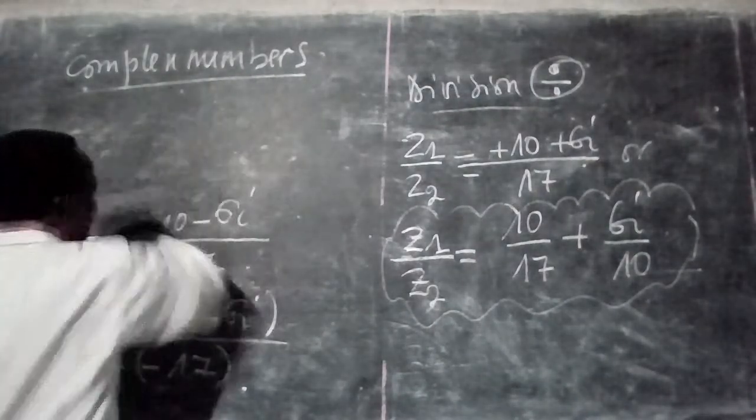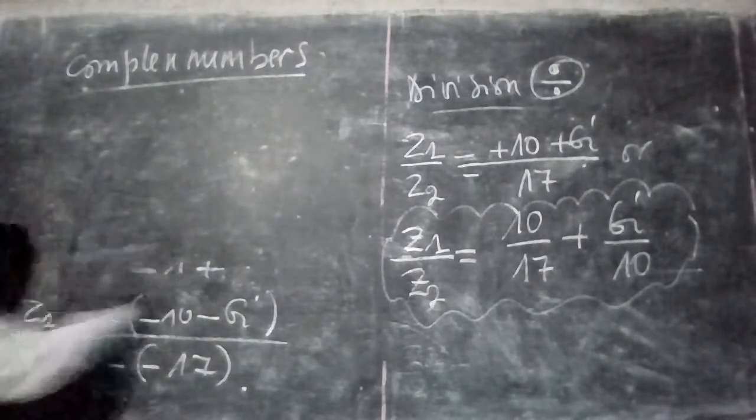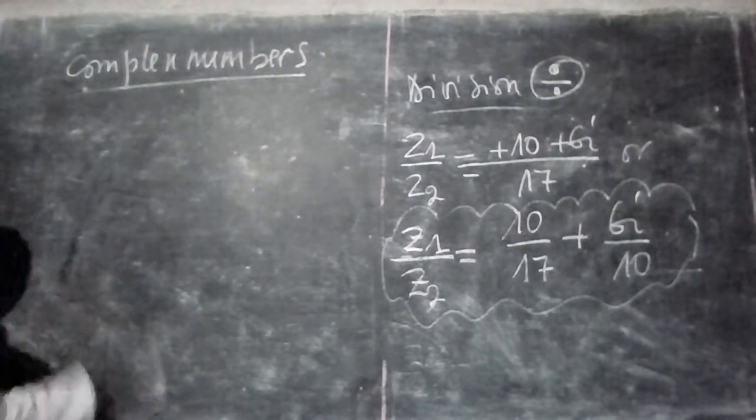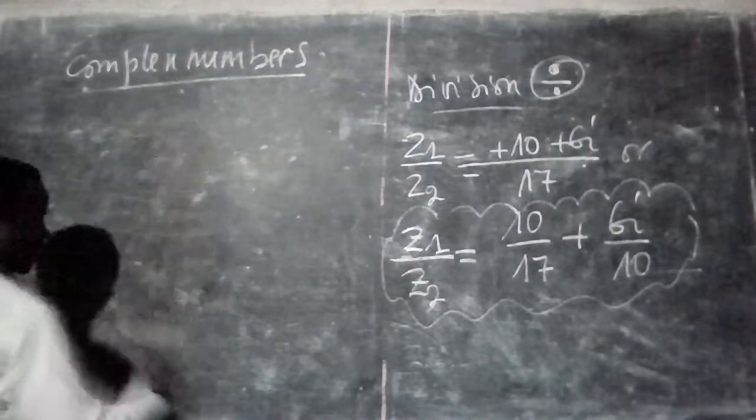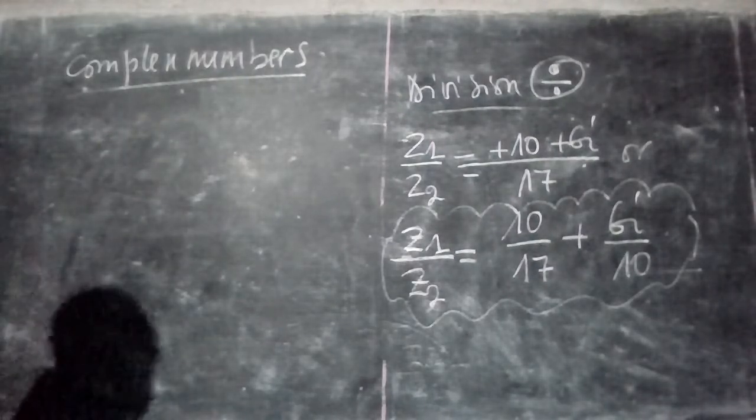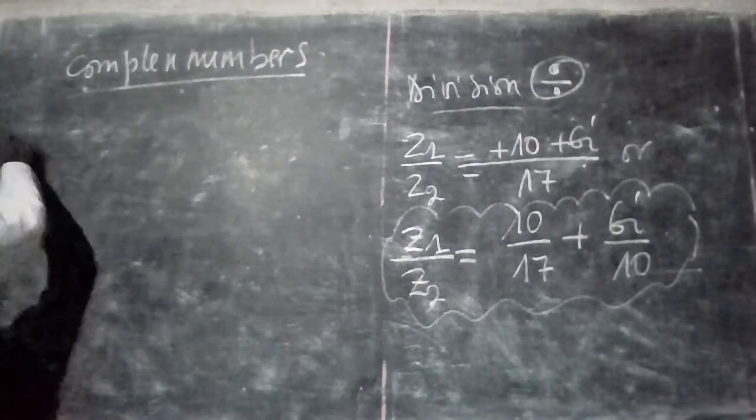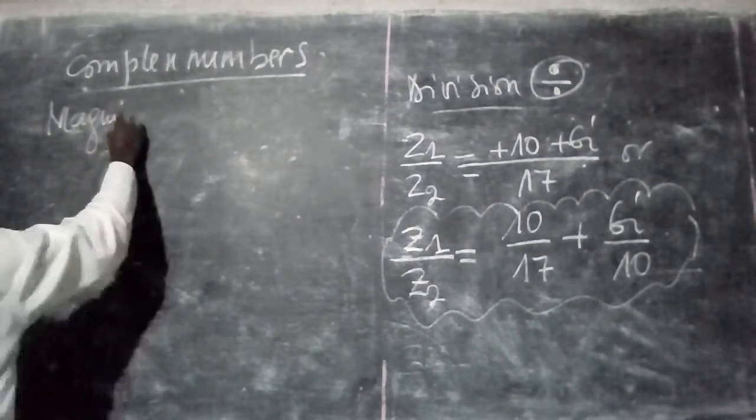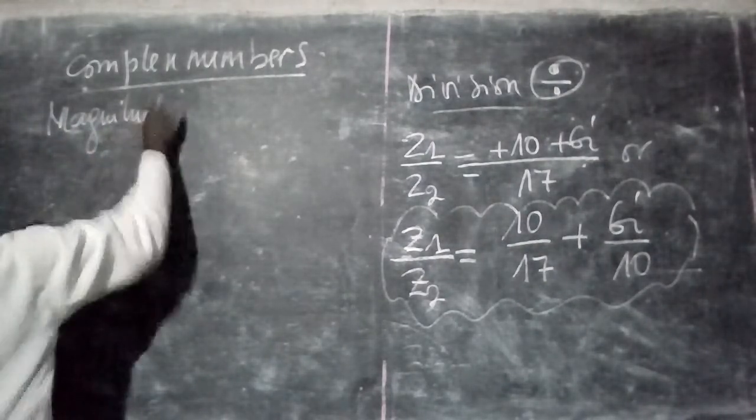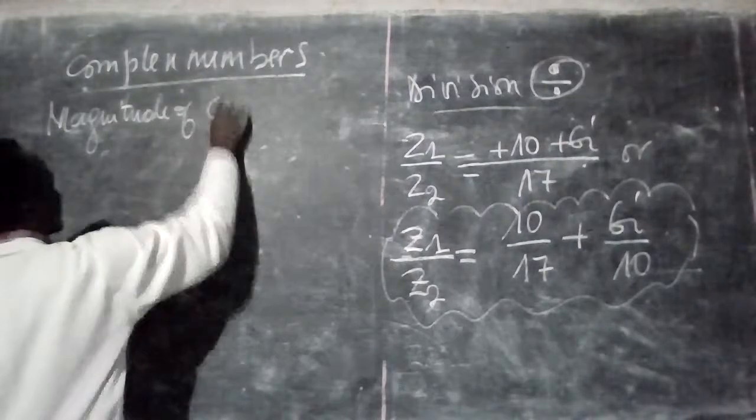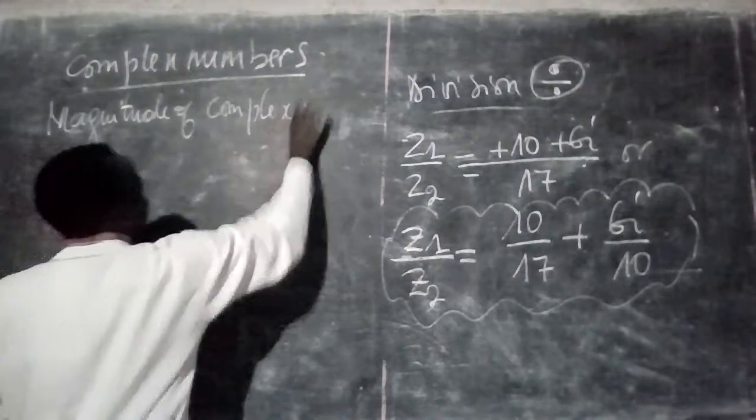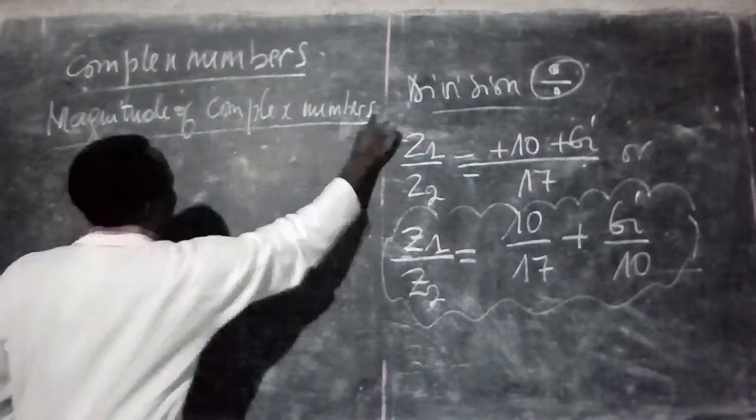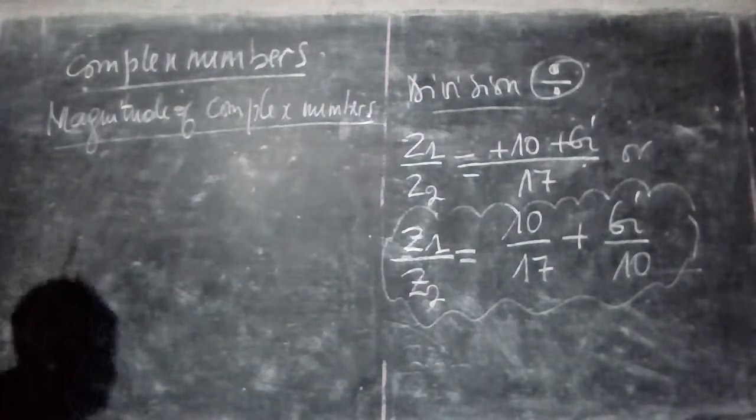About magnitude of complex numbers. How should we find the magnitude of complex numbers?